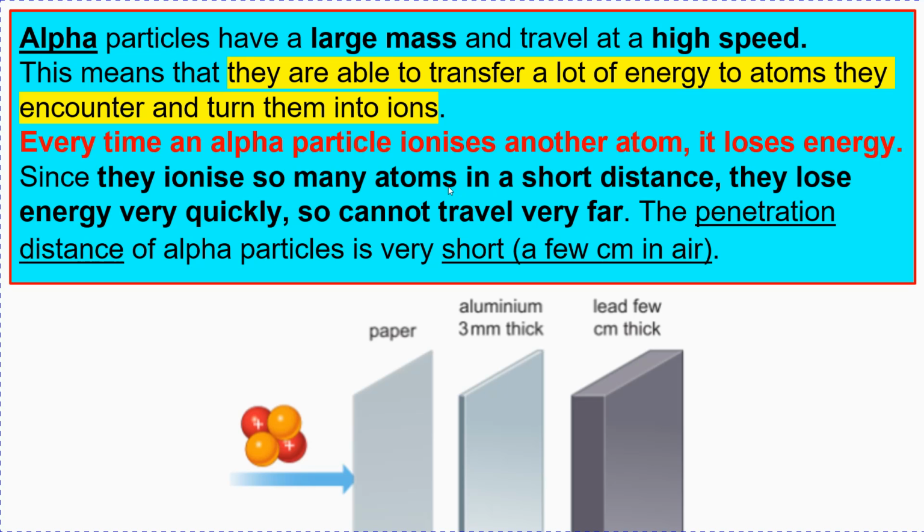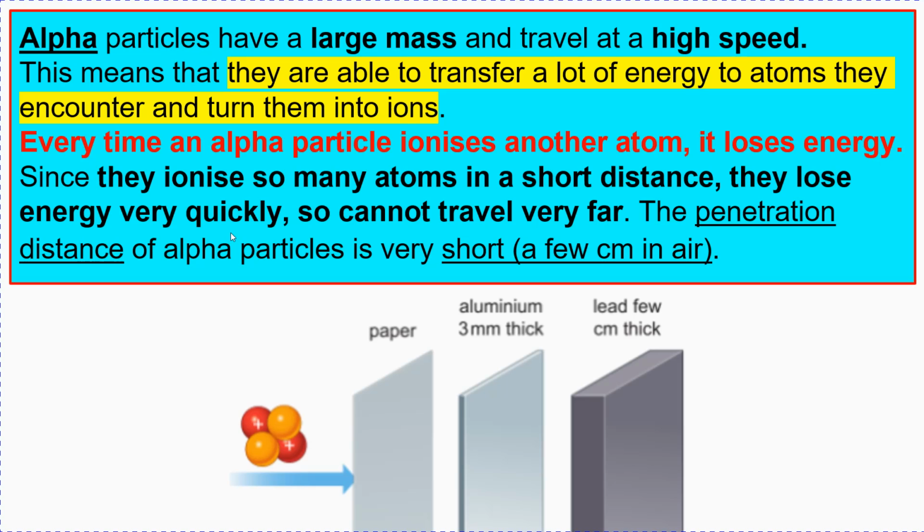So when an atom loses an electron, it becomes charged, like we've done in chemistry. This is why it's called ionizing radiation, because each time the alpha particle bumps into another atom, it knocks out an electron, turns it into an ion, and it loses some of that energy. They will have a big impact over a short distance, but they lose that energy really quickly, so they can't go very far.